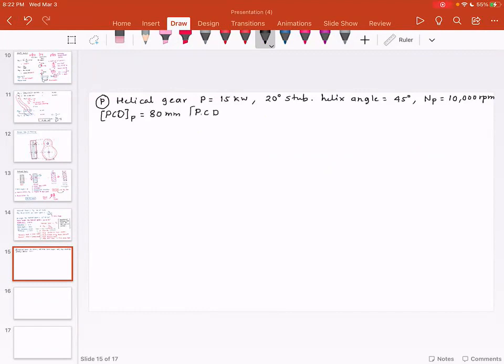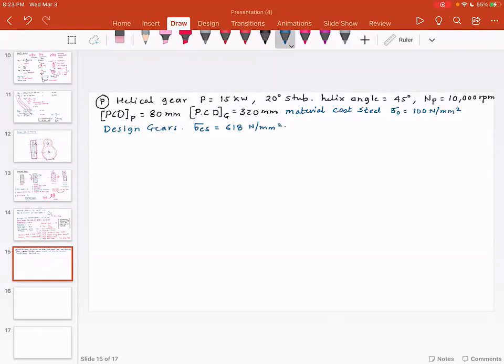PCD of the gear is equal to 320 millimeters. And the material is cast steel with strength sigma O of 100 Newton per millimeter square. Now determine the module, so design the gears. And sigma ES is 618 Newton per millimeter square. So in this problem, the sigma ES value is given to us.